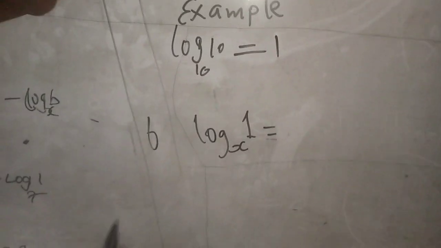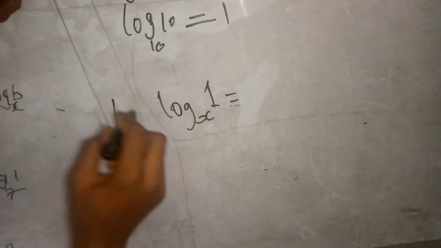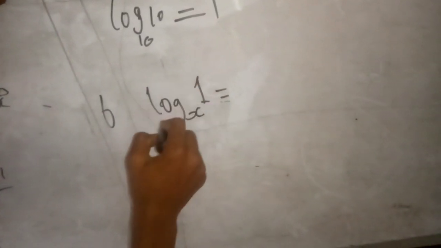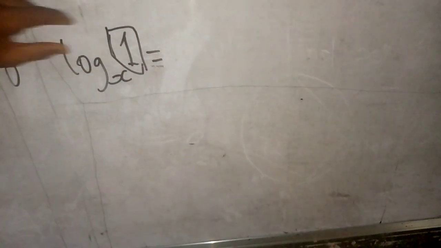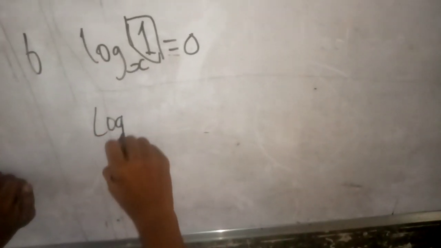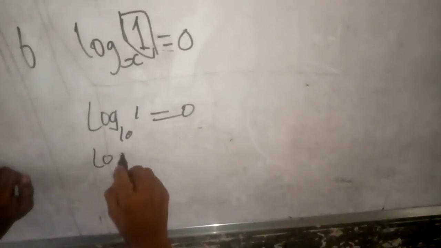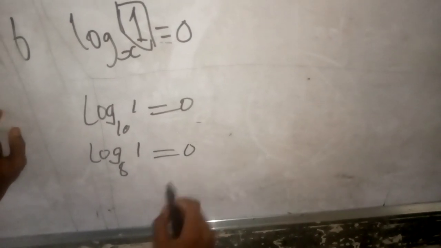Then, this is our last law, log 1 in base x. Any number in any base where the number is 1 is automatically 0, especially when the base is a positive number. So let's take an example. Log 1 in base 10 is equal to 0. Even if it's log 1 in base 8, it still equals 0.